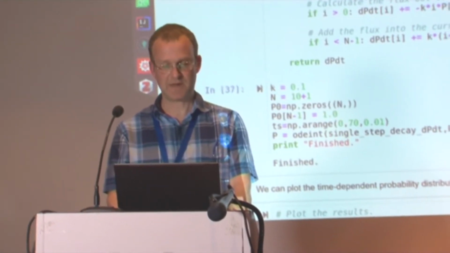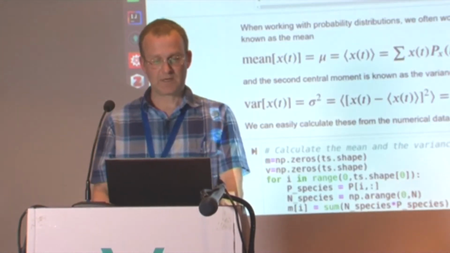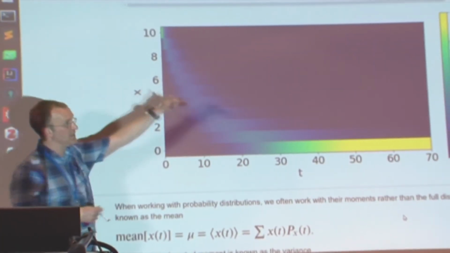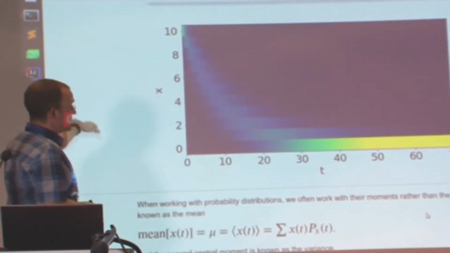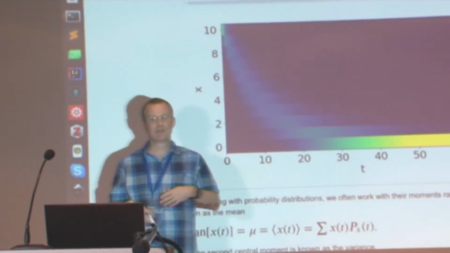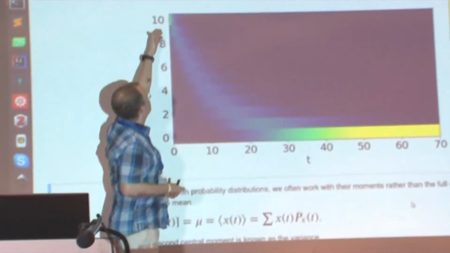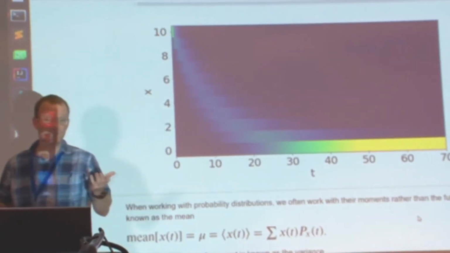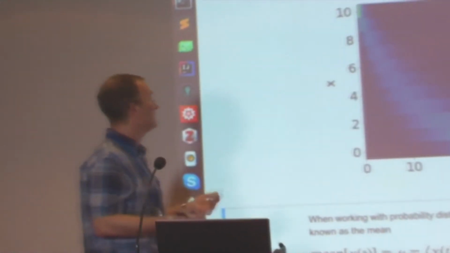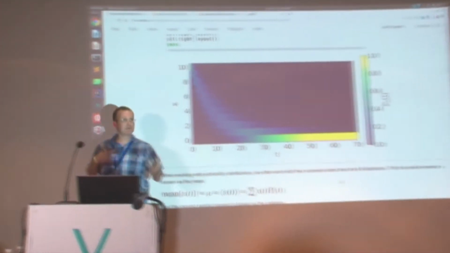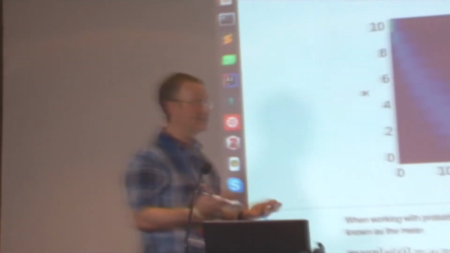So I'm going to integrate this master equation, and we're going to get back what we call a probability distribution. Now I'm showing x, the number of molecules, versus time, and the colors correspond to the probability of seeing that number of molecules at that particular time. Up here you can see it starts all at 10 because we know we put 10 there. But then it quickly gets diffused because you have a lot of uncertainty as to the state of the system.